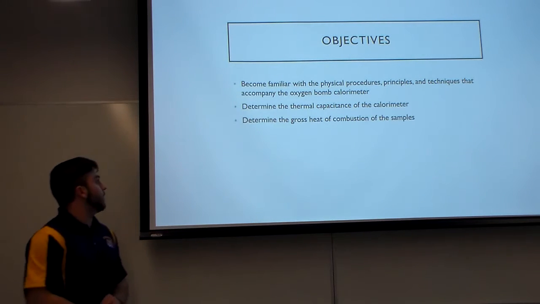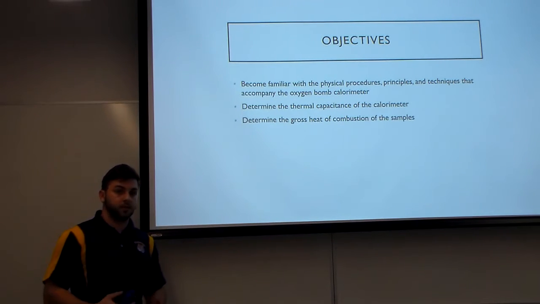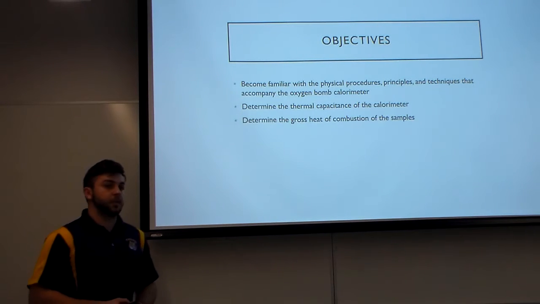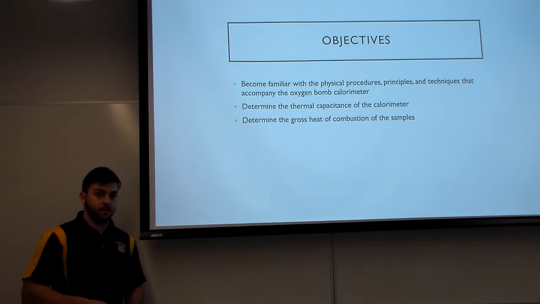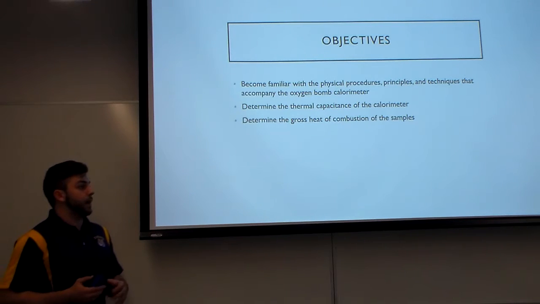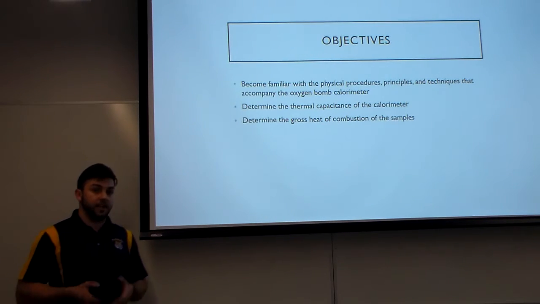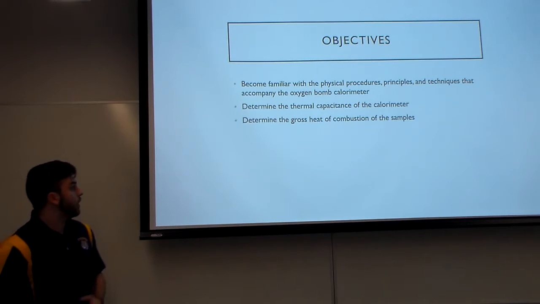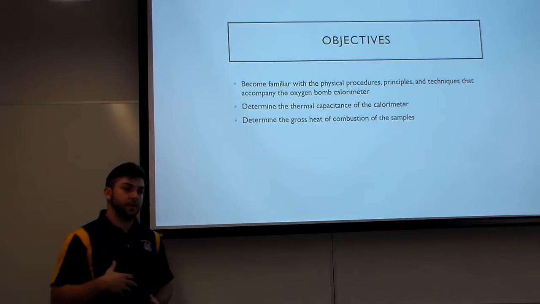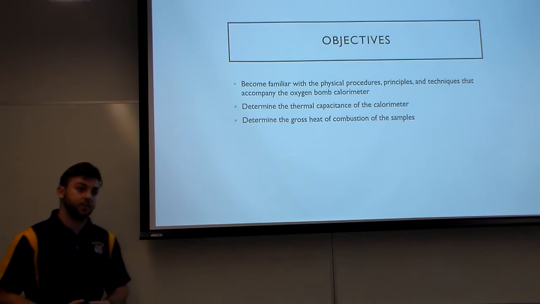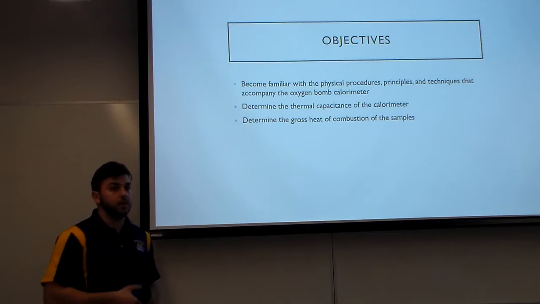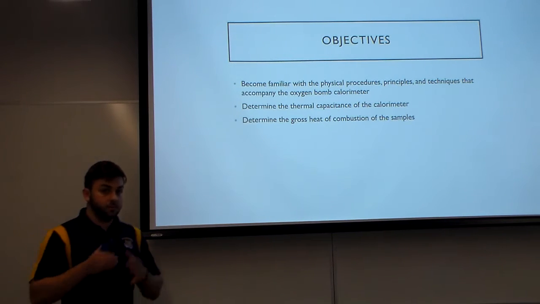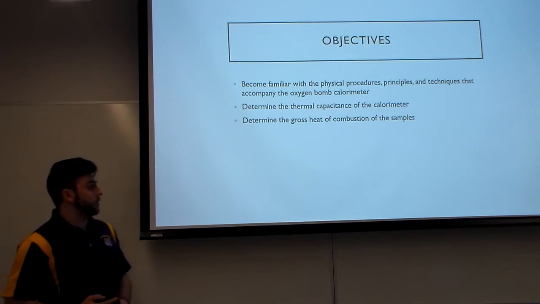The objectives of this lab are to become familiar with the physical procedures of this project. We're going to be determining the thermal capacitance of this calorimeter, so the amount of heat that the system can actually take itself. That is critical in order to determine the amount of heat that's given off. We're also going to be determining the gross heat from these samples. Every sample gives off a different amount of heat, so we need to have a reference sample in order to further figure out unknown samples.